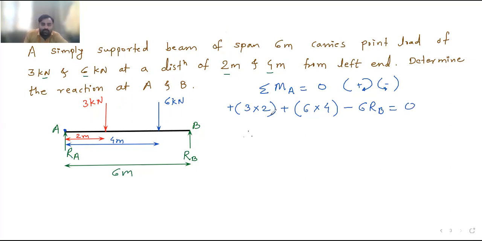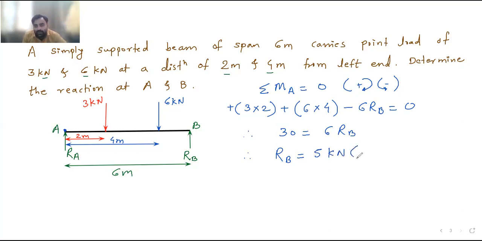Therefore, now if you solve this, 3 into 2, 6, 6 into 4, 24, 24 plus 6, 30. 30 is equal to 6 RB. Therefore, RB is equal to how much? 30 by 6. So 5 kilonewton.